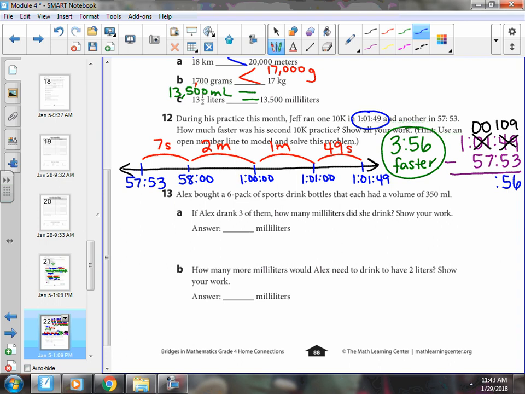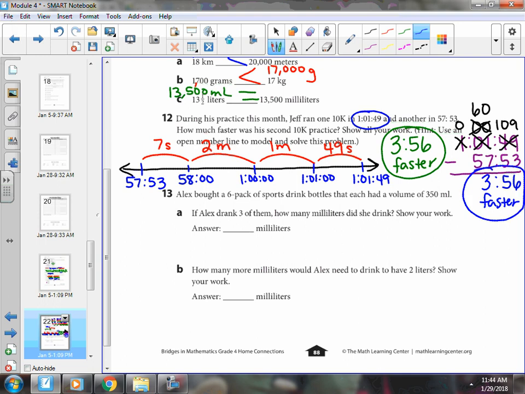I cannot do 0 minutes minus 57 minutes. You can't do 0 minus 57. So I'm going to take this hour, and I know an hour is the same as 60 minutes. And now I can do it. 60 minus 57 is 3. And I can see that I get the exact same answer this way. And it doesn't matter which way you like better, but you get the same answer.